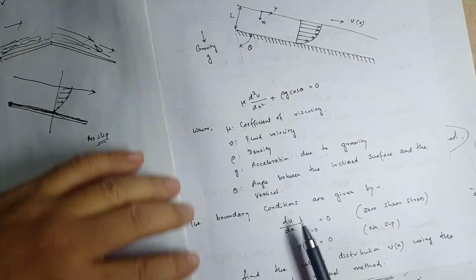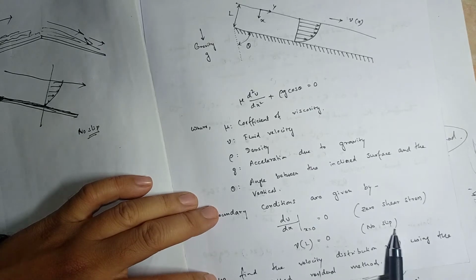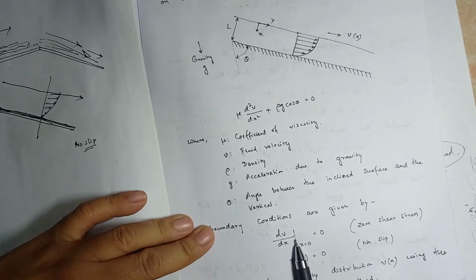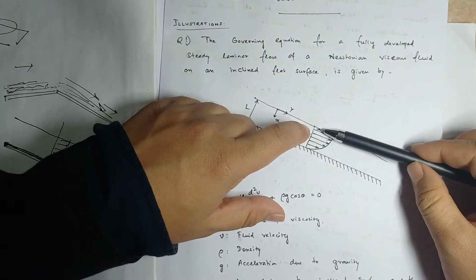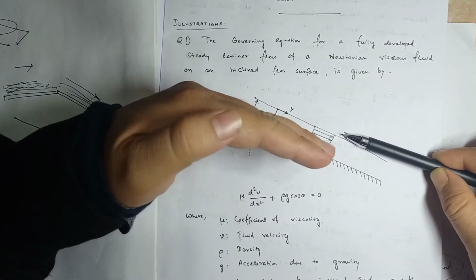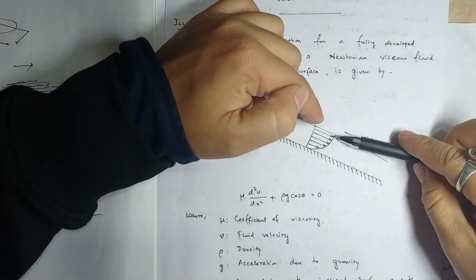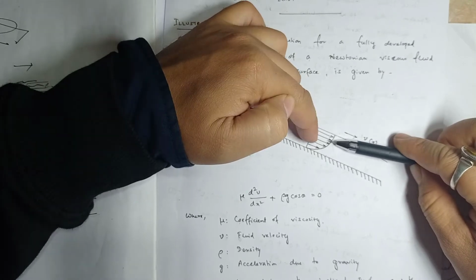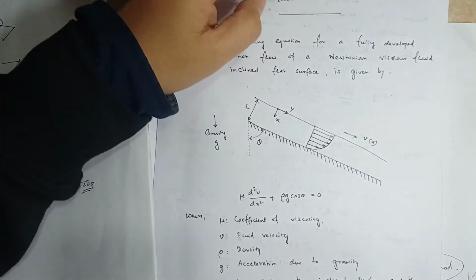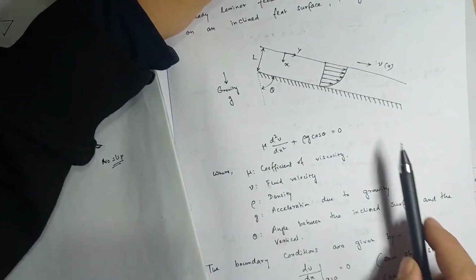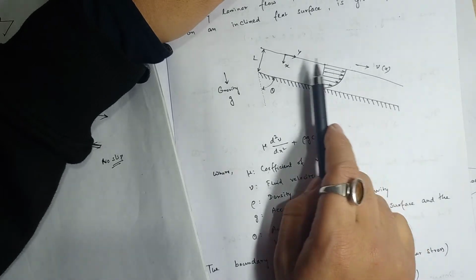You see, velocity at L is 0, that's why this is a no slip condition, and shear stress is 0 at x equal to 0 because there is free flow. Shear stress occurs between two layers. The layer beneath has 99.9% of the velocity here. When x equals 0, the uppermost layer has no layer above it, so there is no shear.